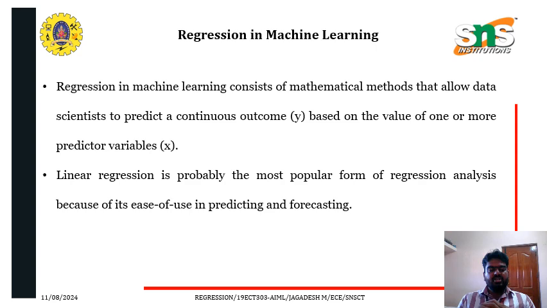So, regression in machine learning consists of methods that allow data scientists to predict a continuous outcome, that is y, based on the value of one or more predictor variables, that is x. So the input is x. Linear regression is probably the most popular form of regression analysis because of its ease of use in predicting and forecasting.